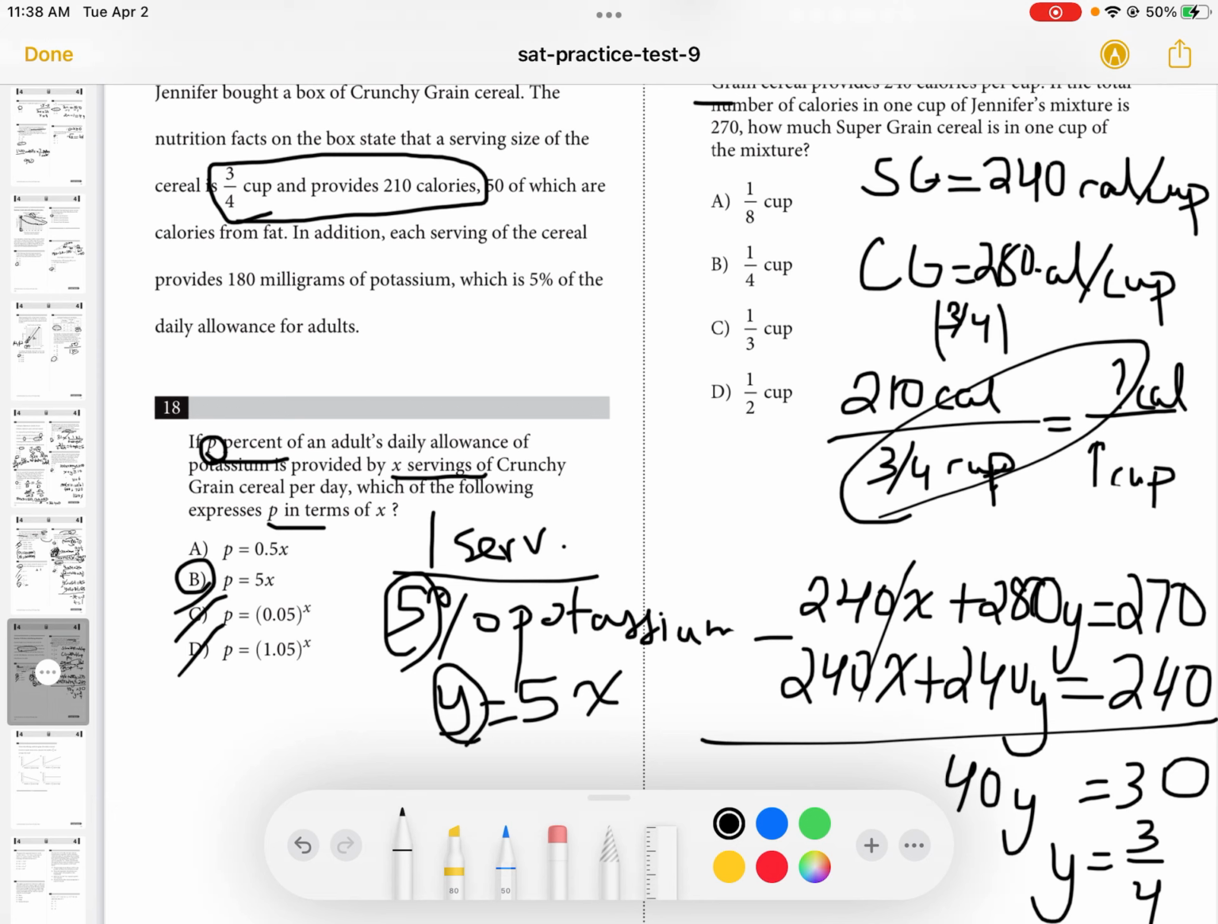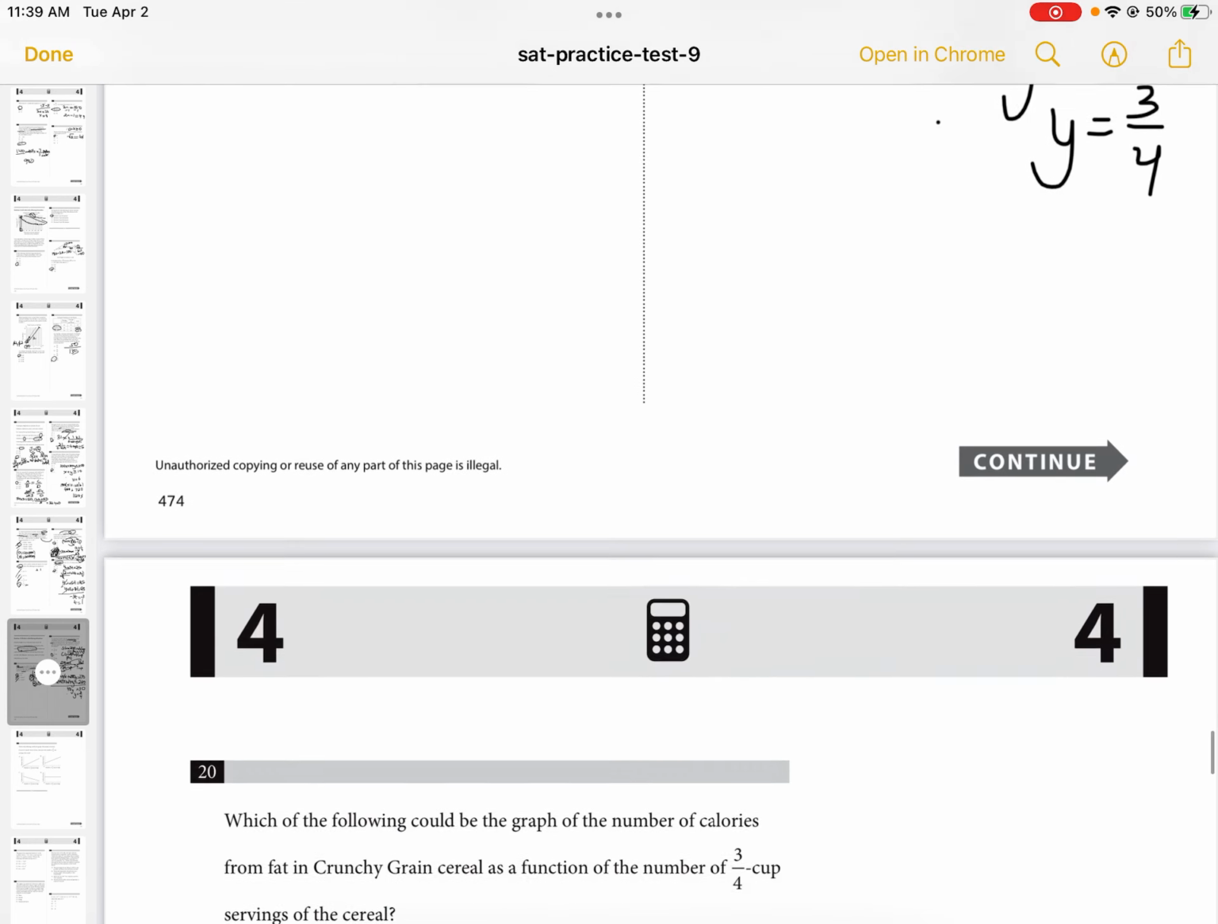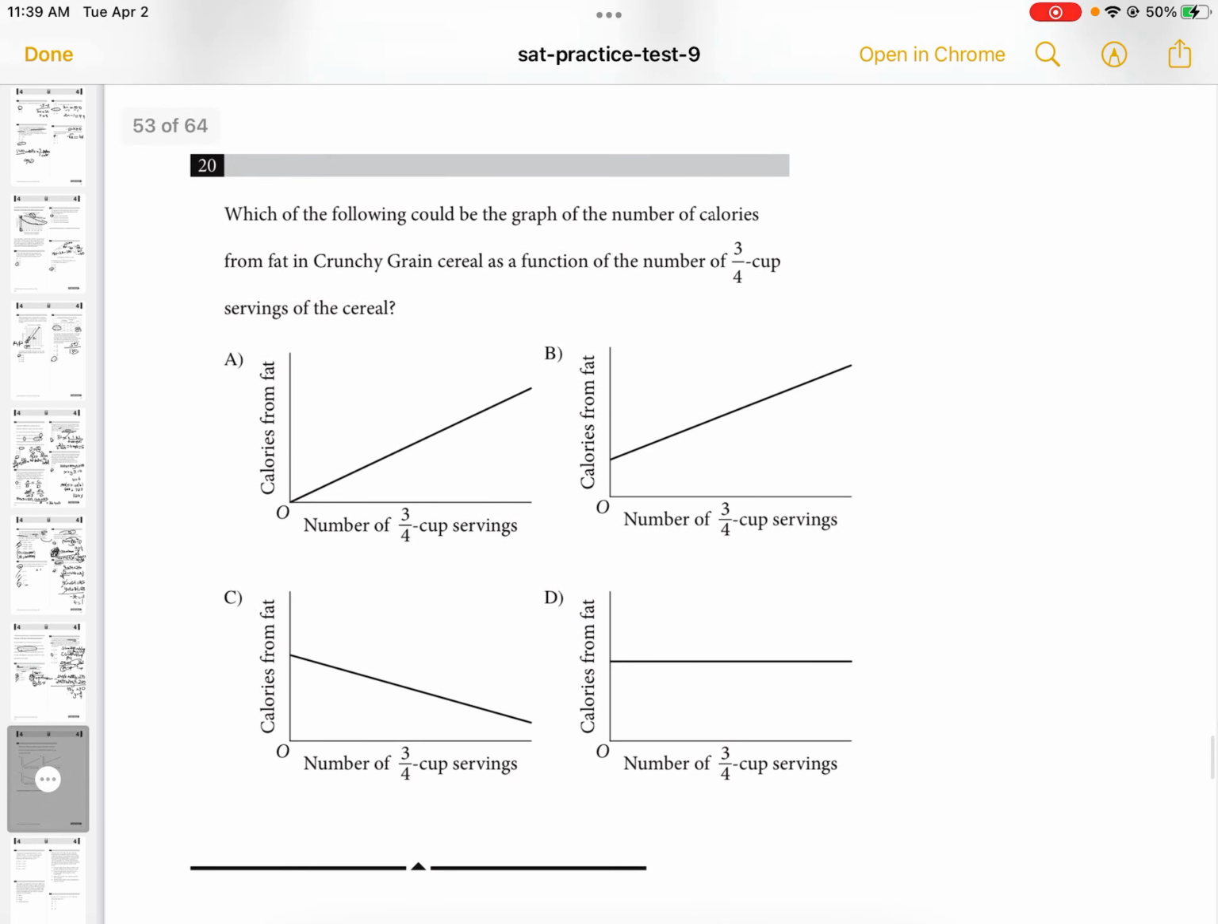3/4 of a cup of crunchy grain cereal. So the amount of super grain cereal we get is 1 minus 3/4 of a cup. That's 1/4 of a cup. That's answer choice B. Moving on to number 20.